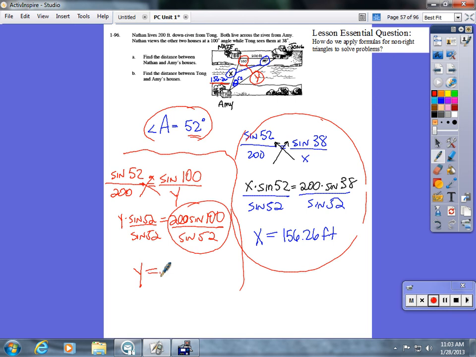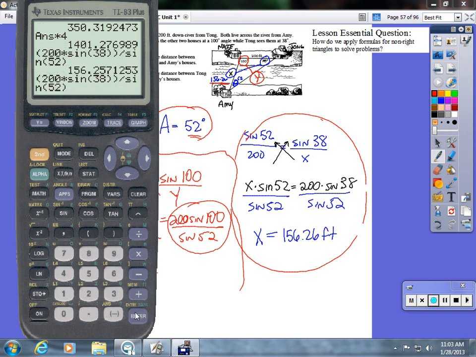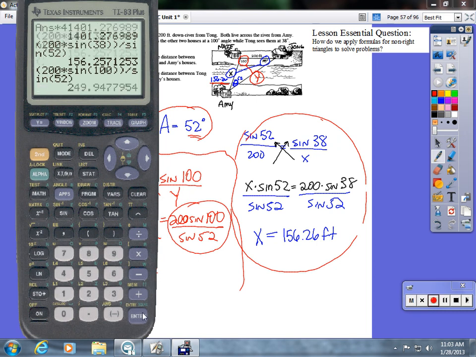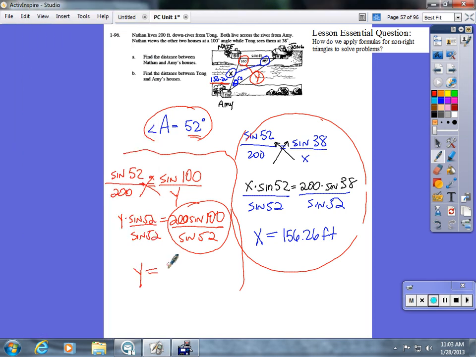So y is going to equal, and a little trick here, people: if you want to retype all of that, push second entry, and it'll give you the last thing that you typed in, because some of it's the same. The only thing that's different here is the 38. So I'm going to insert 100, so 200 times the sine of 100 divided by the sine of 52 saves me a little time: 249.95 feet. So y equals 249.95 feet. And I've solved both A and B.